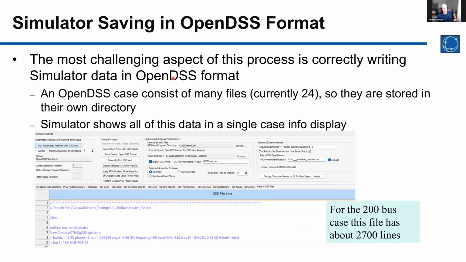So this is, I guess, a slide on writing the simulator data in the OpenDSS format. I will say that I am not by any means an OpenDSS expert. Maybe the opposite of an expert. But in developing this code, what I did is I looked at what GICHarm was doing in terms of producing a file, and then I got simulator to mimic that. So let me.